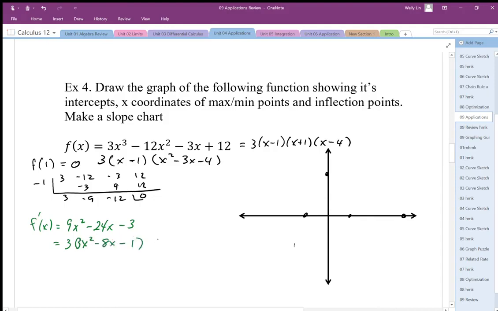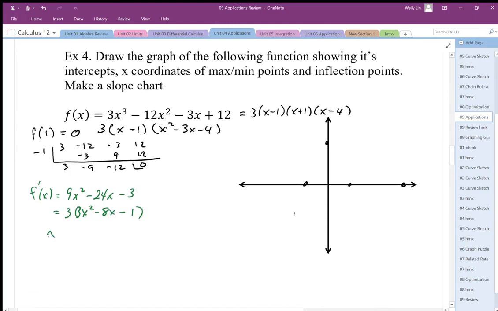Then solving this, I need to solve for when this is equal to 0. Just double checking I've got the right 9, 24, 3, yeah. When I want to solve this, I'm going to have to use my quadratic formula here. So 8 plus minus the square root of 64 minus 4 times 3 times negative 1. That looks like it's going to be 76. So I end up with 8 plus minus square root 76 over 6, which I'll simplify by dividing by 4.